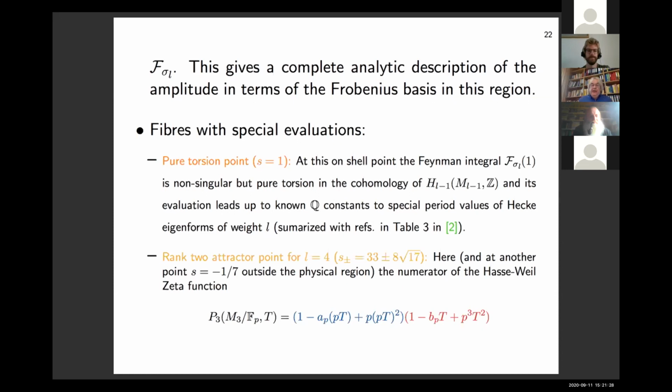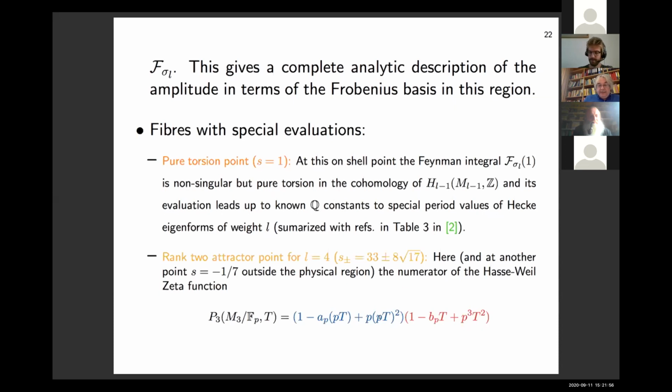And that has been done, I think, for up to L equals 6 or so. These are usually L function values of Hecke eigenforms of weight L. And then there are these rank 2 attractor points. They exist, so to say, we don't know, but they exist according to the analysis of Candelas only for L equal 4. And here what happens is that the Hasse-Weil zeta function of the Calabi-Yau factorizes.